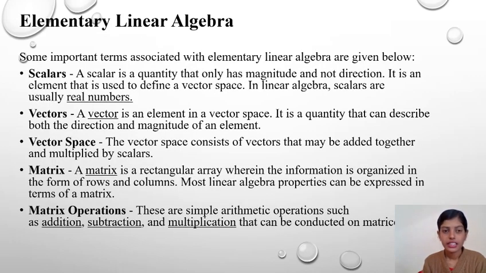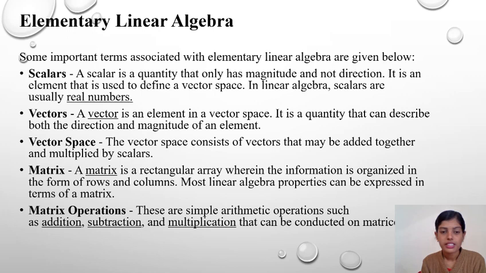Elementary linear algebra. Some important terms associated with elementary linear algebra are given below. Scalars. A scalar is a quantity that only has magnitude and no direction. It is an element that is used to define a vector space. In linear algebra, scalars are usually real numbers. Vectors. A vector is an element in a vector space. It is a quantity that can describe both direction and magnitude of the element.